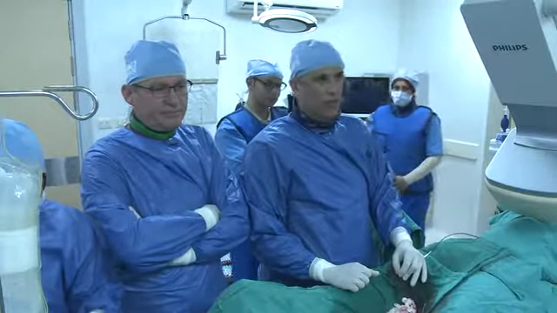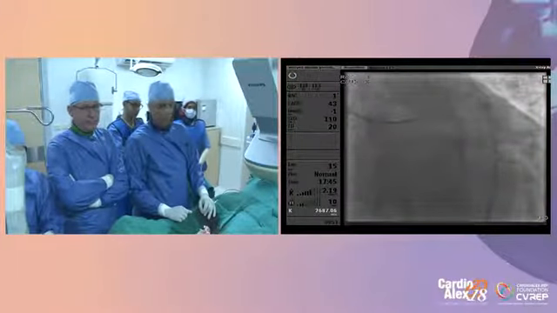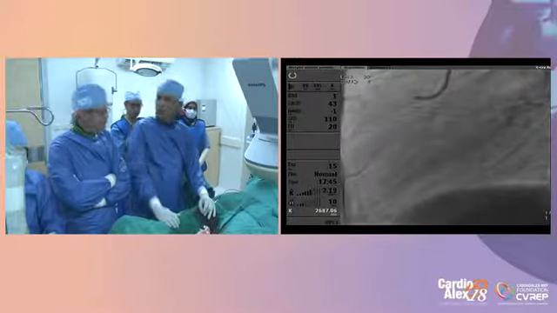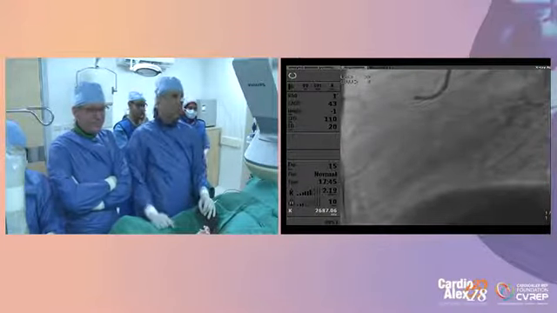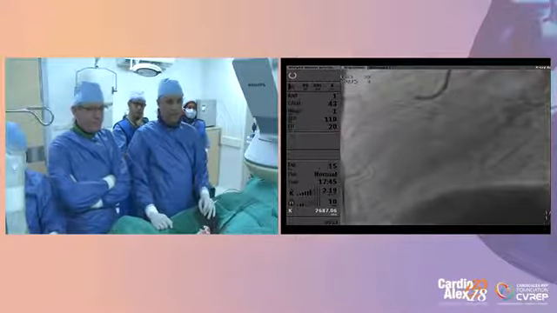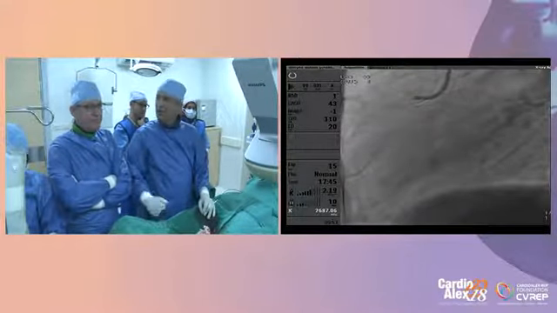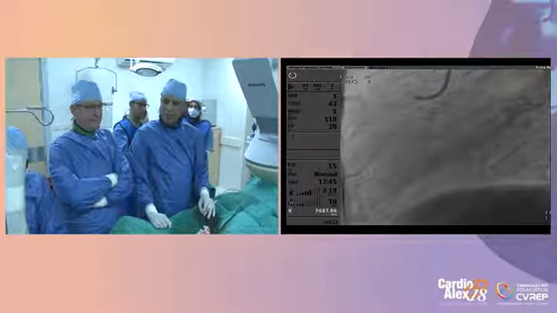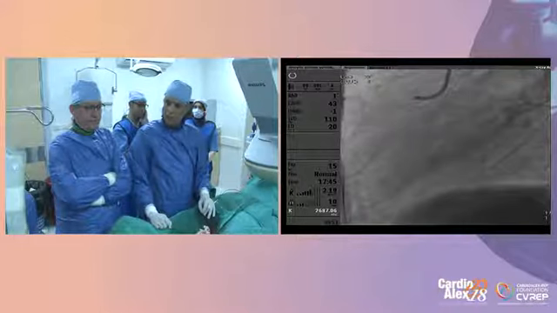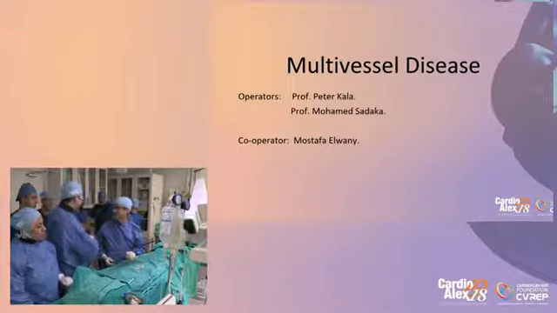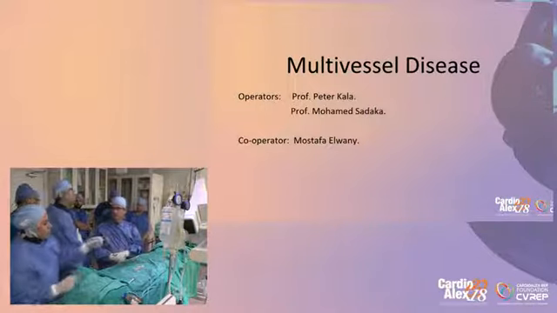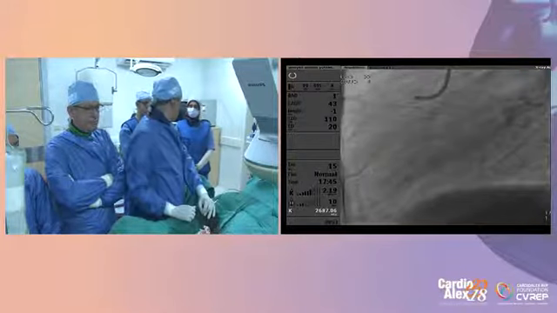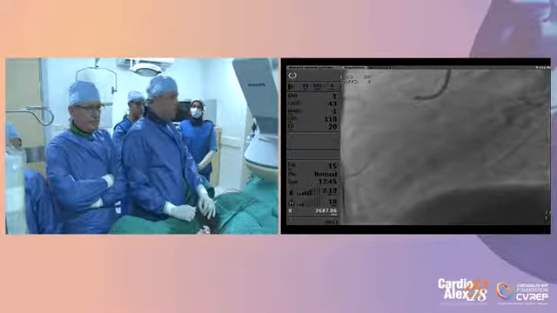Everything is okay. We welcome you here in ITC CAS Lab 2. I have the honor to work with Professor Peter Kala. He's a very well-known interventional cardiologist, and we are enlightened by his presence today. Also, we are glad that we... Dr. Sobhi. So now we are going to present our case. Dr. Alwani will present the case right now.